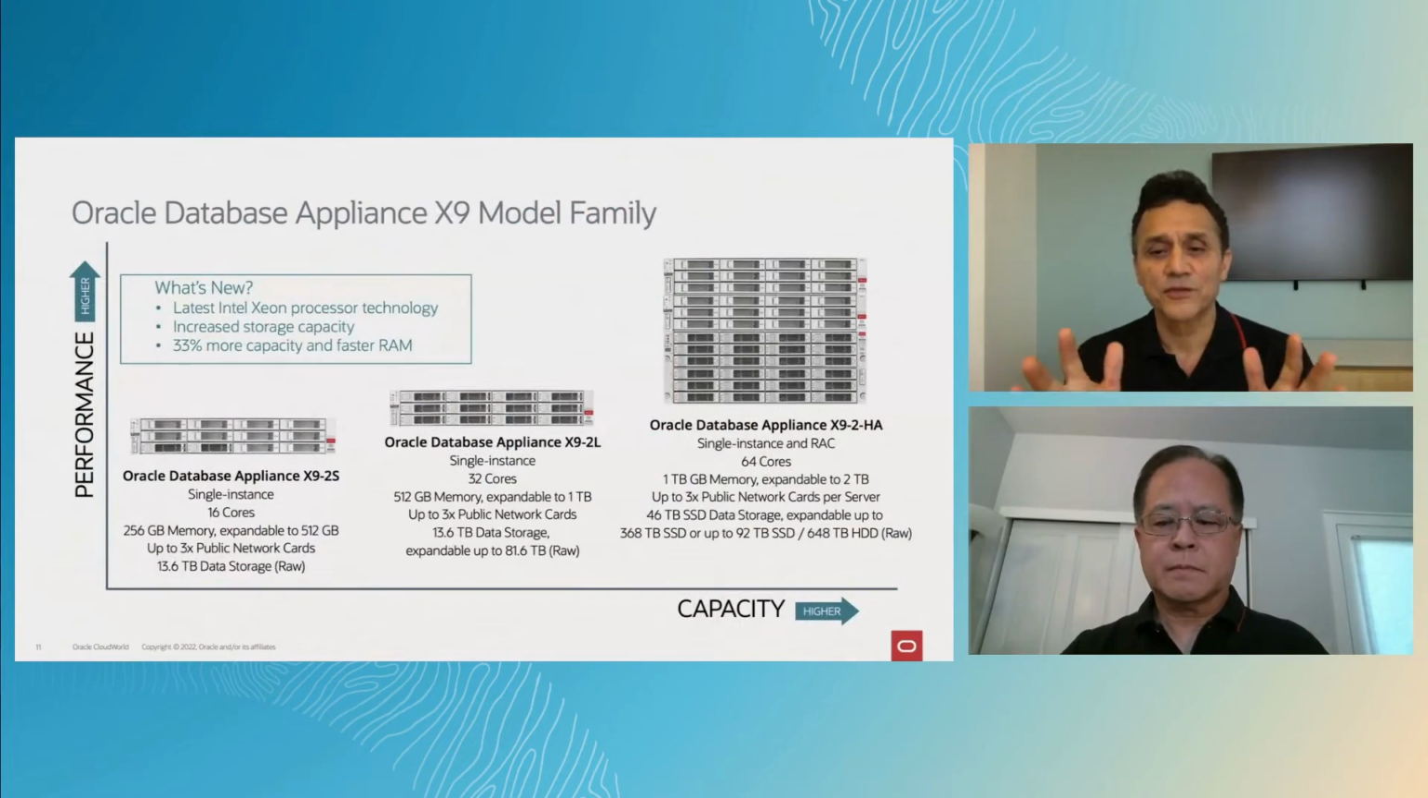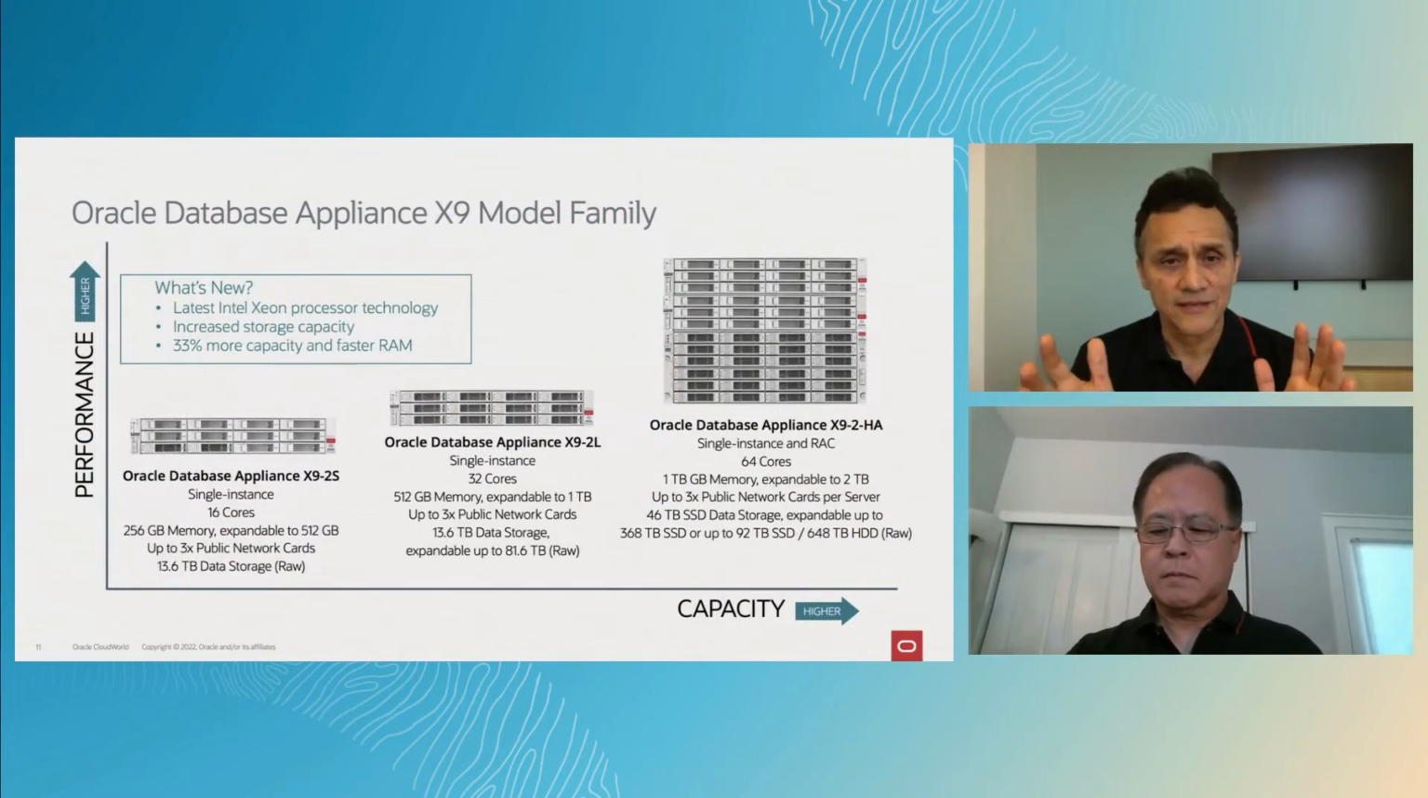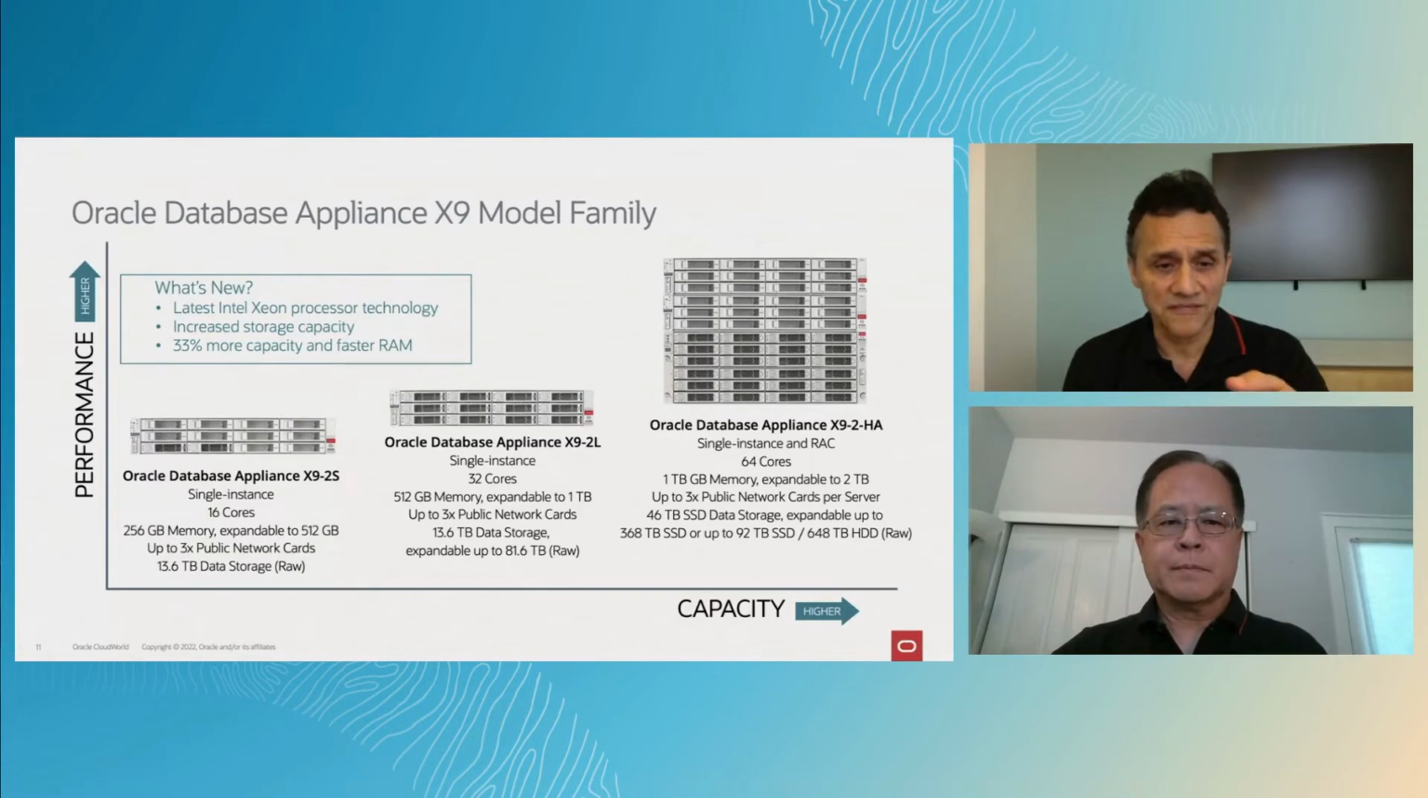Now, here's a view of the family. Right, this is the Oracle Database Appliance X9 that was just released this year. There are 3 models. 2 on the left run single instance databases, and the one on the right-hand side can run single instance and RAC databases. Now, you see the capabilities here in processors, in memory, and capacity. But on the y-axis, as you go from left to right, the performance is going to be higher. And on the x-axis, the capacity is going to be higher as well.